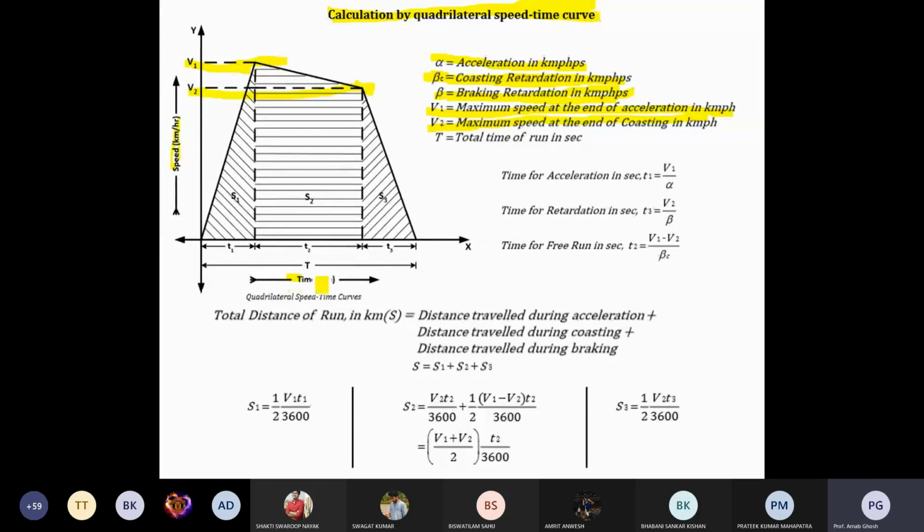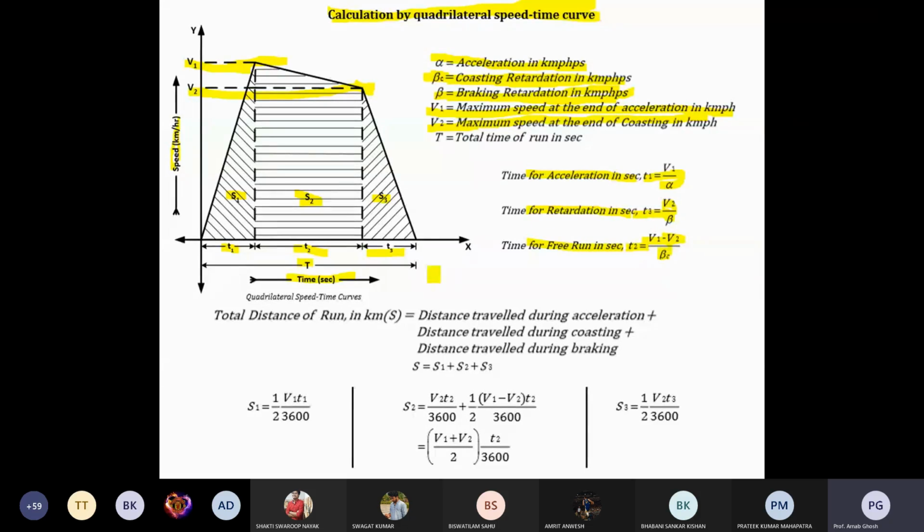Total time is t. So t1, t2 and t3. So it is s1, s2 and s3. Three things are there. So for the time of acceleration, t1 equal to v1 by alpha. For retardation in second, t3 equal to v2 by beta. And for the running condition, t2 equal to v1 minus v2 by beta c. Okay, it is your quadrilateral speed time curve.